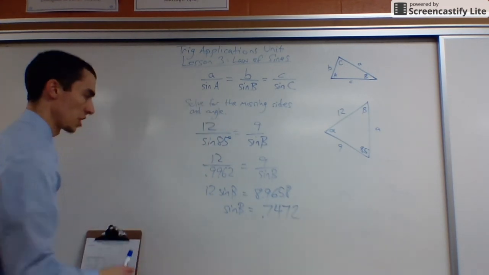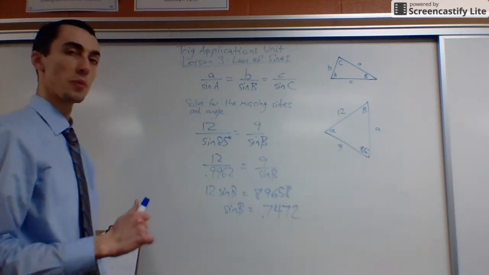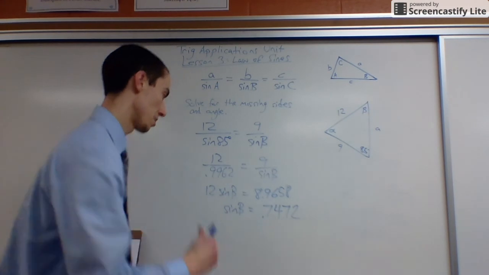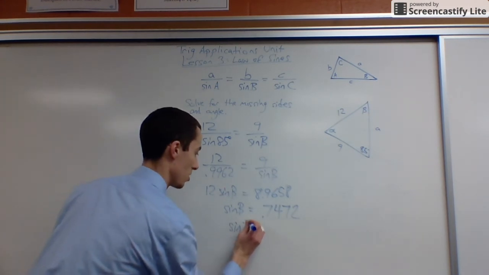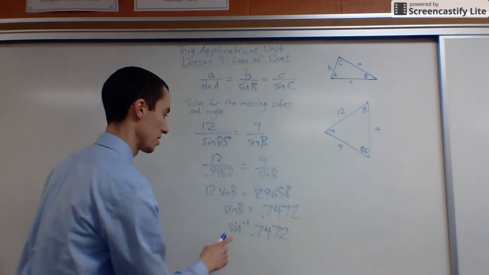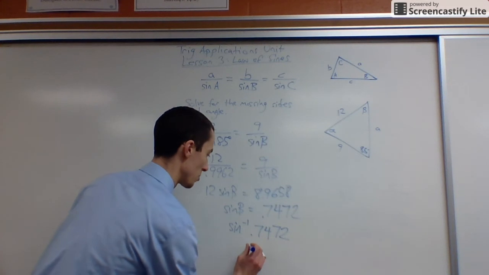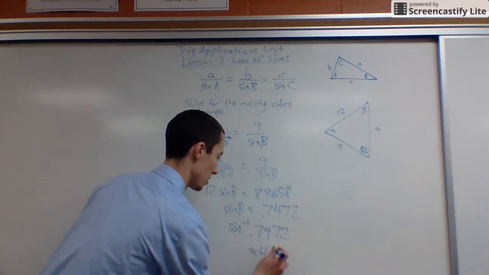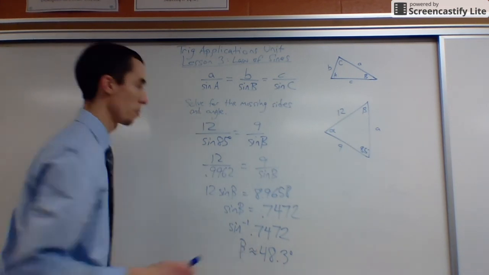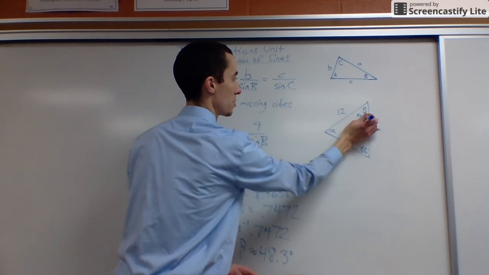So we have to ask ourselves, which angle has a sine of 0.7472? At this point, you would use the sine inverse feature on your calculator, because that tells us which angle has this sine. So we'd find that the sine inverse of 0.7472 equals, we're going to round this to the nearest tenth, 48.3 degrees for our beta. So we can substitute and write 48.3 degrees here.